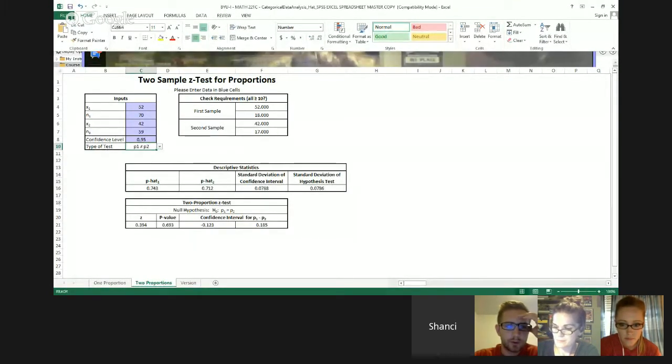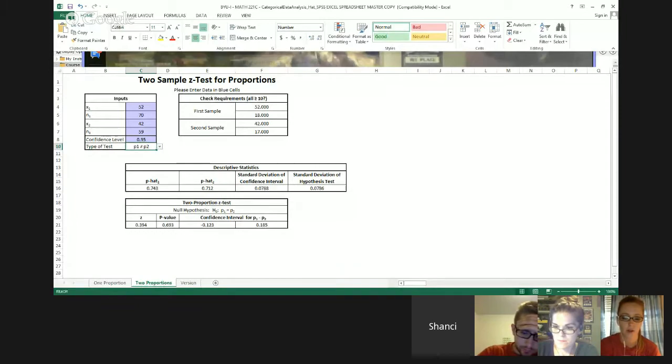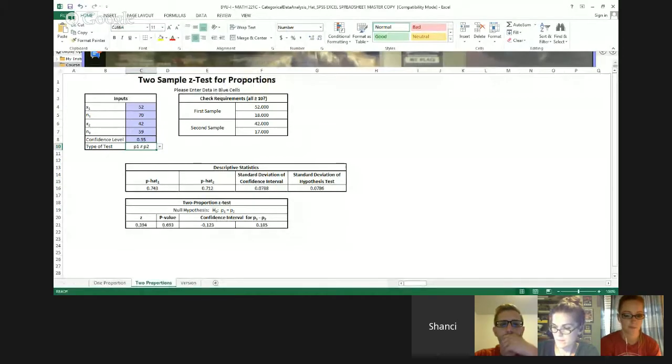Negative 2.020. Negative 2.02. Is that not what you got, Mark? I was looking at the p-value instead of the z-score. And then we shade to the left because it was less than, right? Right. Negative 2.020, yes.